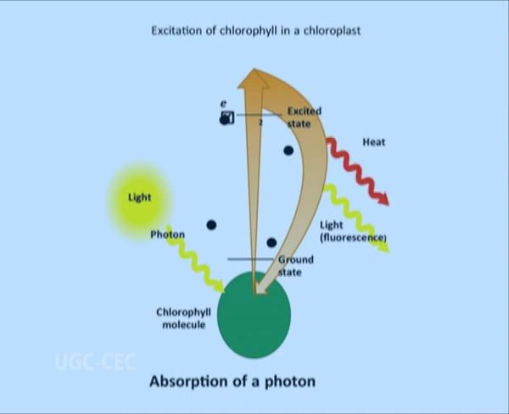Some of the extra energy can be lost as heat energy, while the rest is lost as light. This re-emission of light energy is called fluorescence. The energy, but not the electron itself, can be passed on to another molecule. This is called resonance. Lastly, the energy and the electron can be transferred to another molecule. The third and the fourth options are important for photosynthesis to take place.